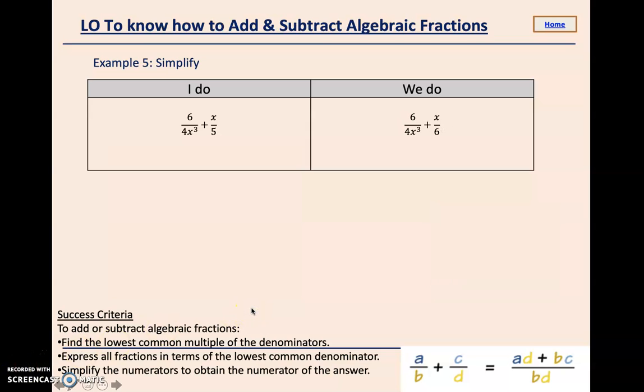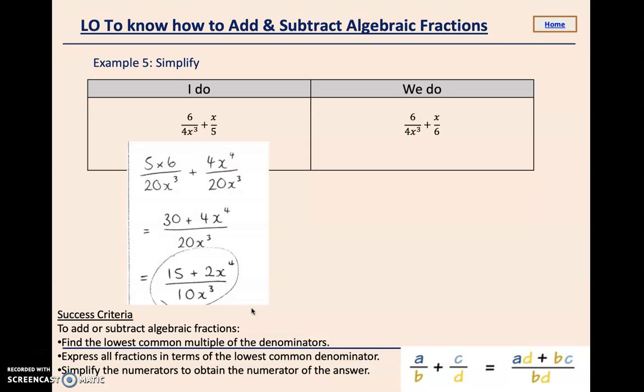So let's have a look at the next problem. Again, we're going to want a 20x cubed on the bottom because the lowest common multiple of 5 and 4 is going to be 20. So we're going to need to times this side, top and bottom, by 5, as we can see we've done here.